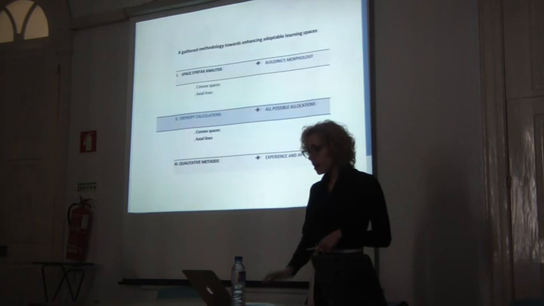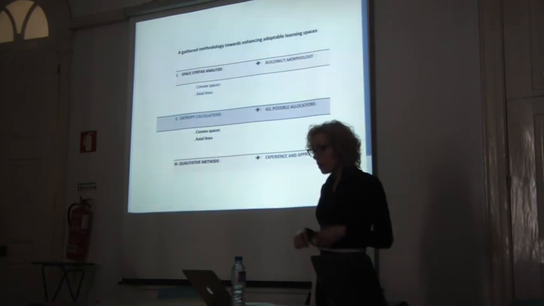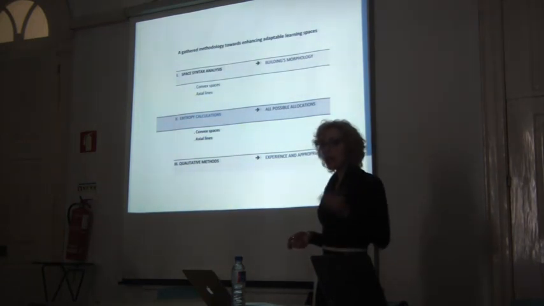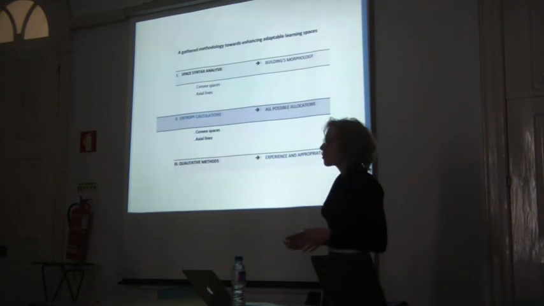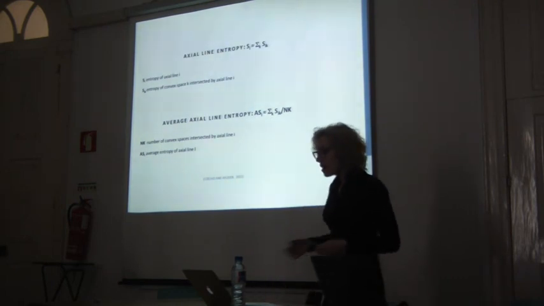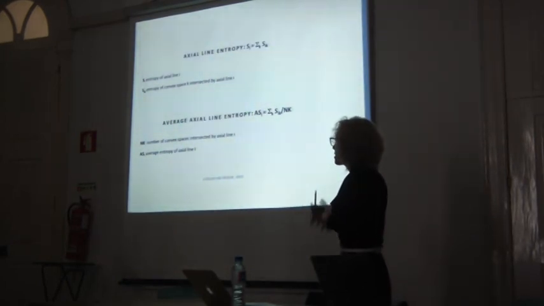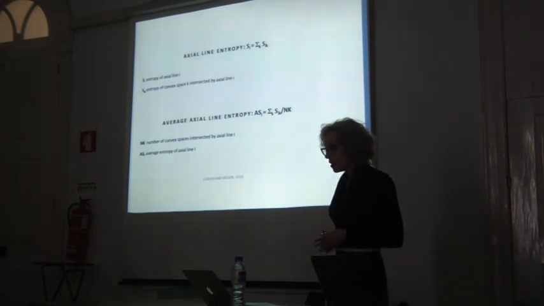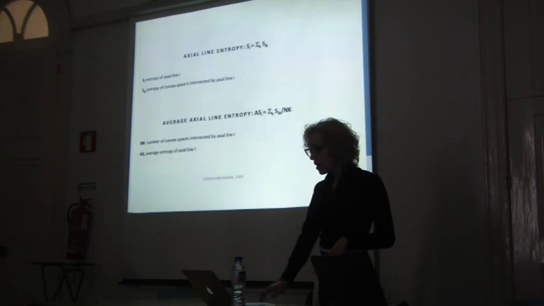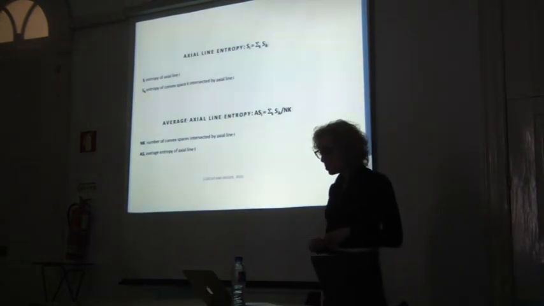So, after the analysis of convex spaces by entropy calculations, as you saw here, also axial lines will be understood here with the entropy calculations. So, I studied convex spaces and axial lines for both space syntax and also for entropy calculations. For this, I had to understand two new concepts that connected axial lines with entropy that weren't referred in literature. So, a novelty here introduced by this doctoral research are these two new concepts, axial line entropy and average axial line entropy.